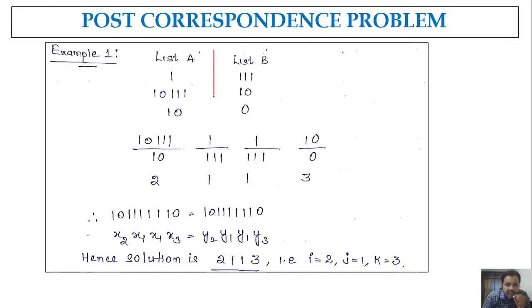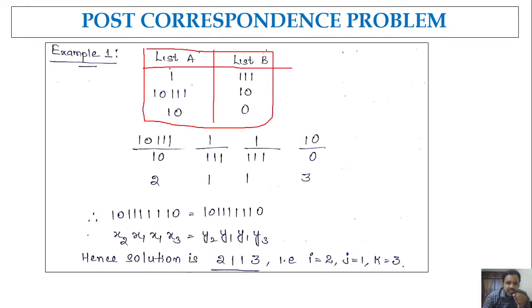Here we have two lists. In list A, we have one item, 1, another string, 1 0 1 1 1, and the next one is 1 0. Let me call them x1, x2, x3. So list A is given, with the sequence of items 1 comma 1 0 1 1 1 comma 1 0. That means it could be perceived as x1 comma x2 comma x3, right?